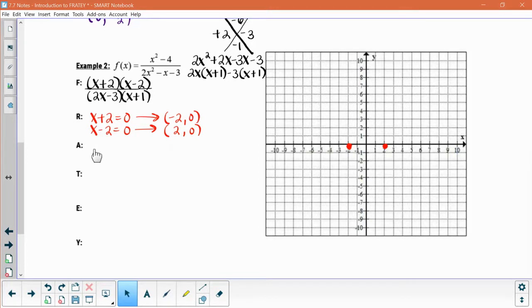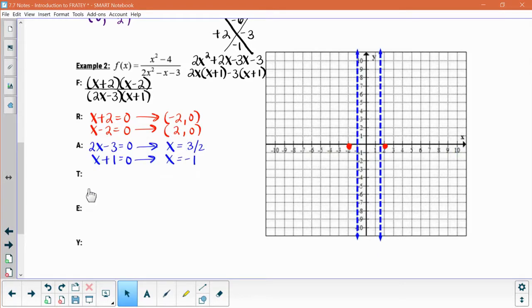For vertical asymptotes, I'm going to set my denominators equal to 0. That's going to give me 2x equals 3 over 2, which is 1 and 1/2, and x is equal to -1. Again, I'm not dealing with any twins or tangency. Yes, these two almost look alike, but they are different because one is positive, one is negative. Not twins. We want identical twins.